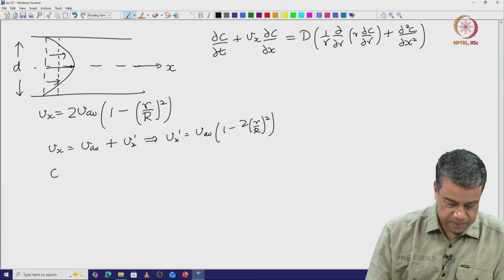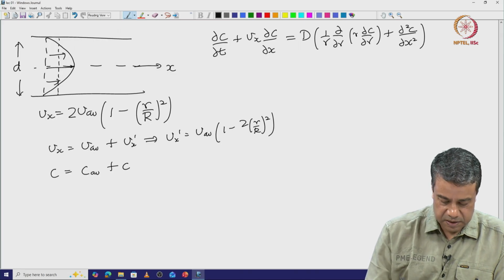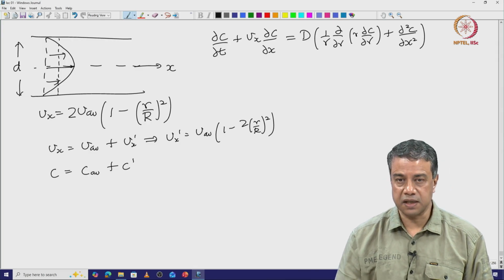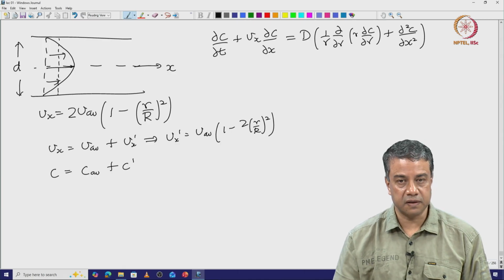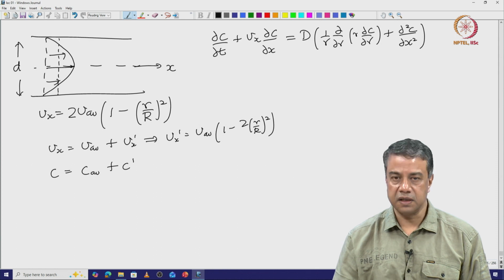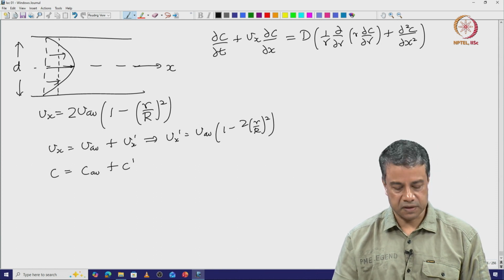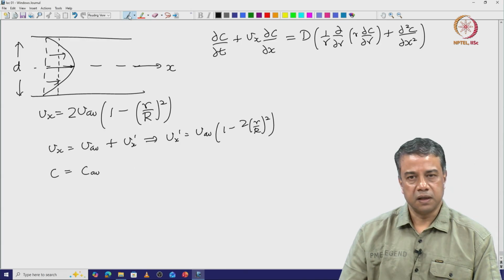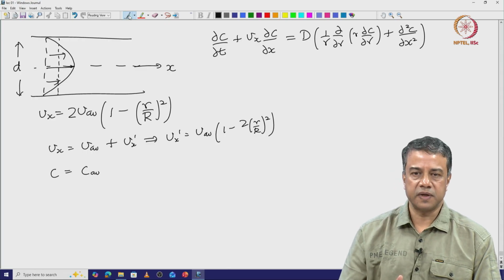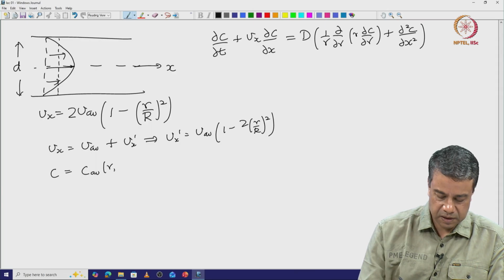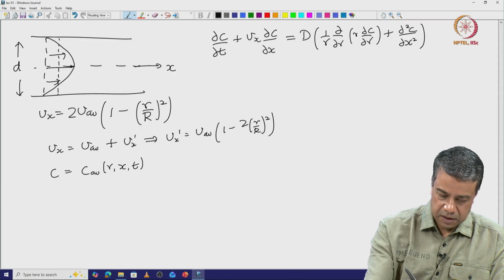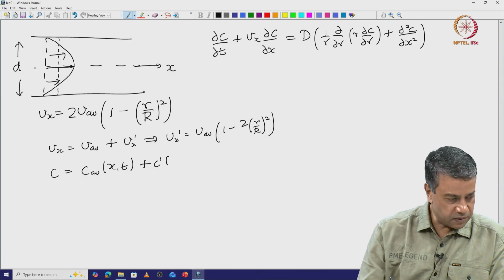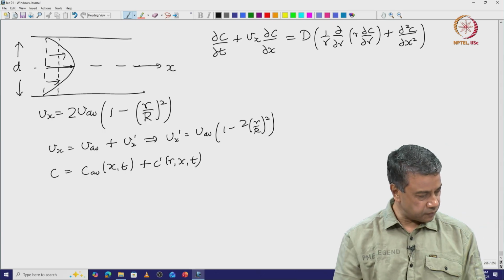Similarly, the concentration is also expressed as C is equal to C average plus C prime, where C average is the cross section averaged concentration. Just as V average is the cross section averaged velocity, C average is the cross section averaged concentration. Once you average over the cross section, it no longer depends upon the radial distance. So, this is only a function of x and t, plus C prime of r, x and t.